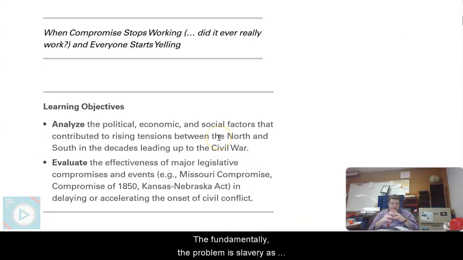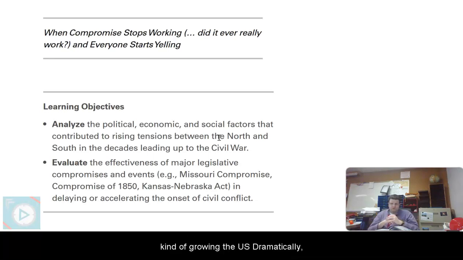Now, fundamentally, the problem is slavery is becoming the issue dividing the American public. This issue has been ignored by many of the founding fathers. It's been pushed down the line with a series of compromises. But the problem is with westward expansion, with the manifest destiny from sea to shining sea, growing the U.S. dramatically, slavery becomes an issue that is becoming harder and harder to ignore.